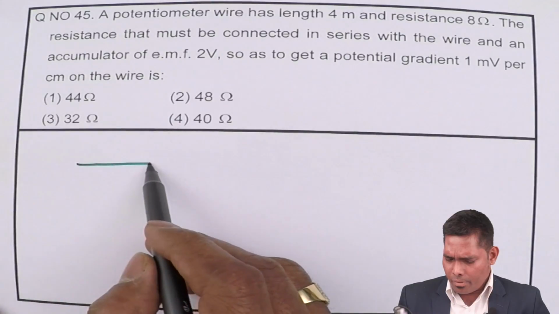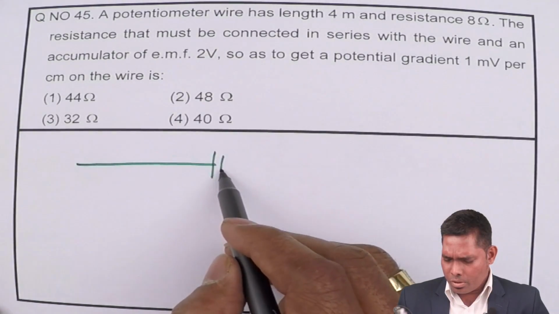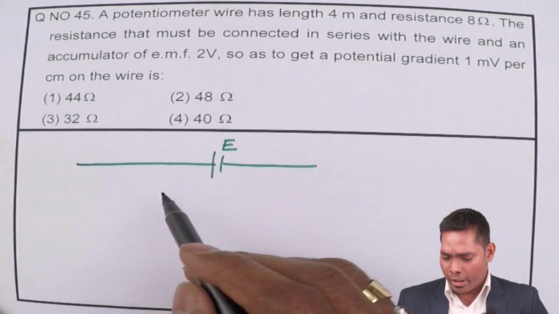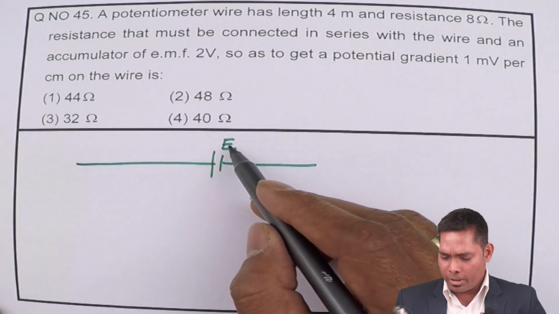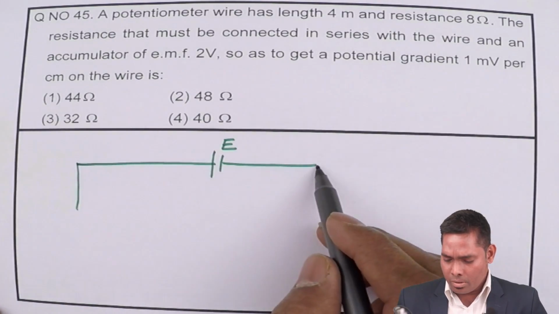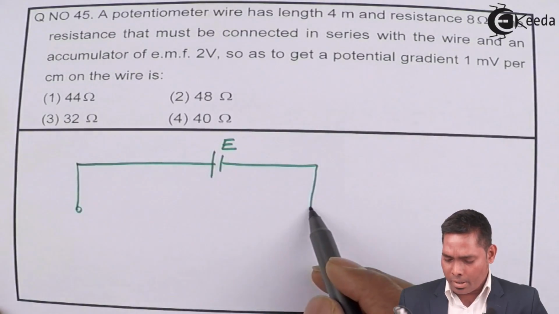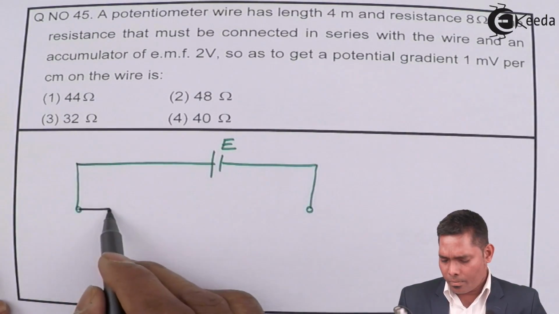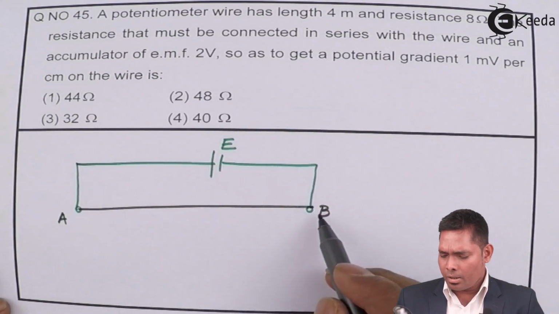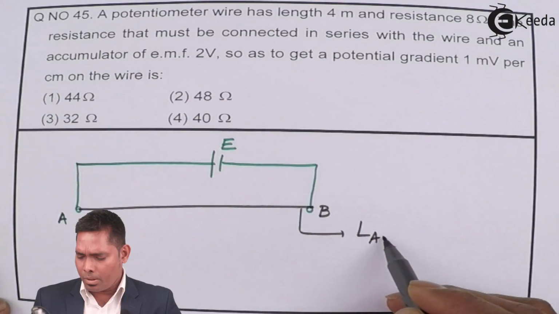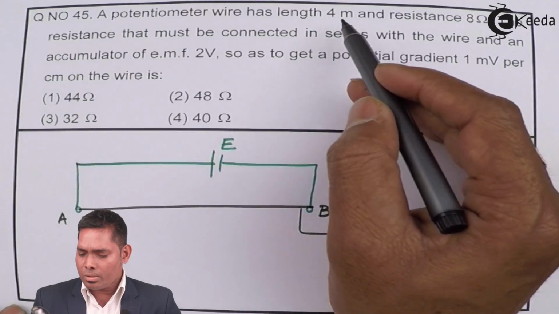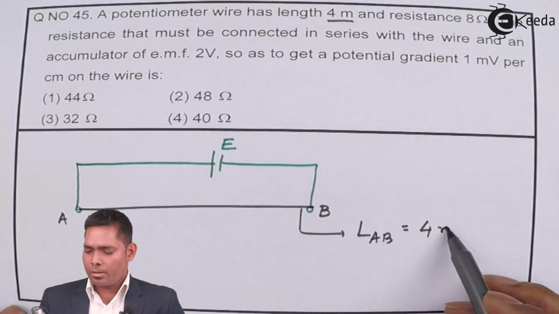Suppose this is the setup, this is the EMF of the accumulator, this is called accumulator EMF or the driving cell, and we have a potentiometer wire which is connected here. This is the potentiometer. Suppose this point is A, this point is B, then this length LAB, this length of the wire is called potentiometer wire, whose length is 4 meter. So this is 4 meter.